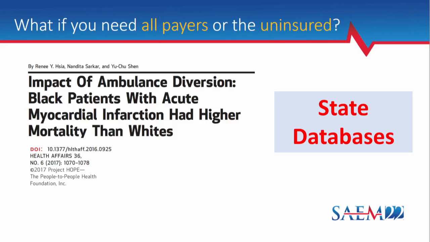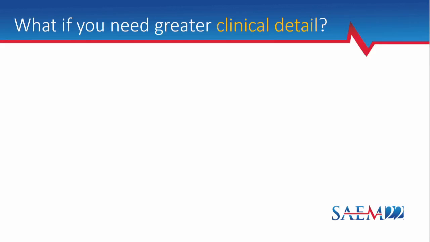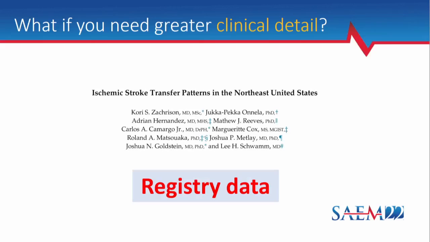The California state databases are really a powerful tool. I mean, it's one of the largest economies in the world to inform emergency care delivery, and it has all payers in that data set. But what if you need greater clinical detail than any of these can provide? None of these have, actually NAMCS has lab values, but registry data.